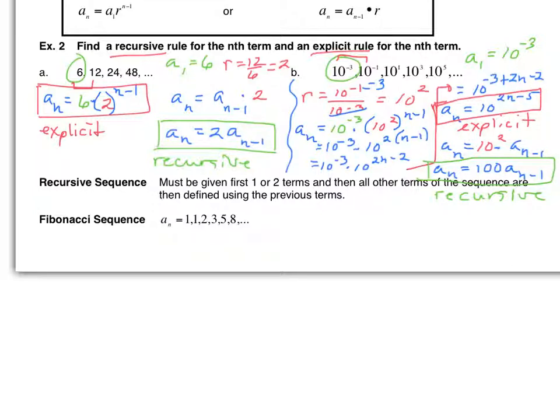We good? All right, so we're looking at recursive sequences here. Recursive sequences, as we learned yesterday, are defined using the previous terms. So you usually have to be given at least the first term, if not the first two terms. Well, this is a really special sequence right here, the Fibonacci sequence. It's 1, 1, 2, 3, 5, 8, and then it keeps going. This is a phenomenal sequence. Can anybody tell how you find the next terms?